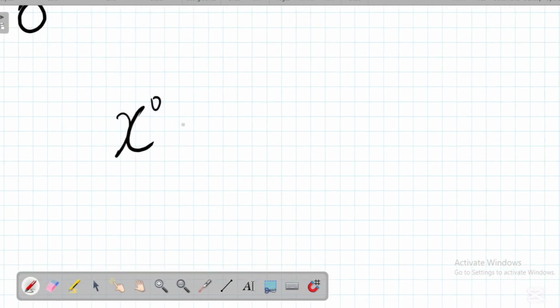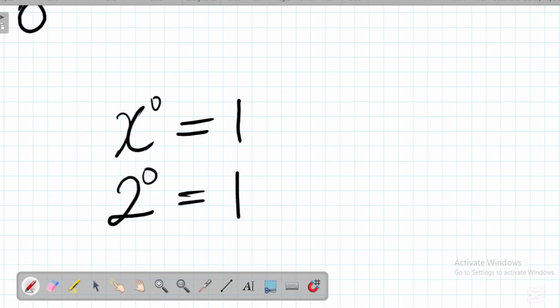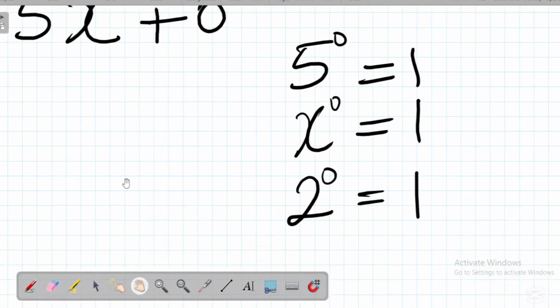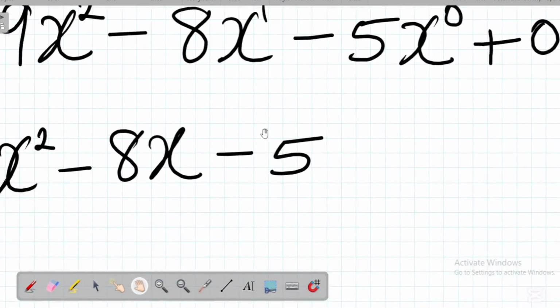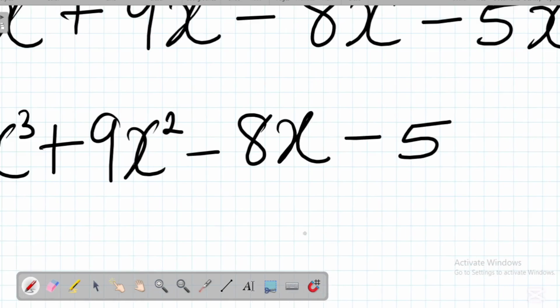x raised to power 0 is 1. 2 raised to power 0 is 1. 5 raised to power 0 is 1. So apart from 0, anything raised to power 0 is 1. So this is our final answer.